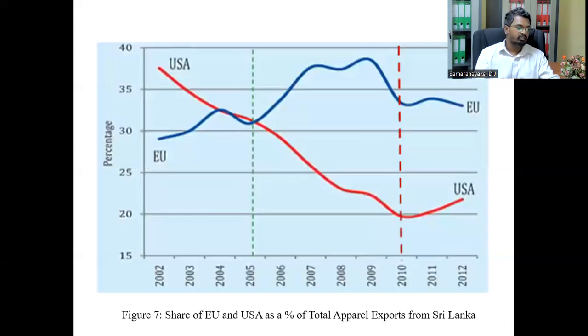Okay. So this even shows the problem with GSP Plus. In 2010 they put the sanction, and before that, especially the European Union played a key role in this sanction. Then they thoroughly decreased the benefit, and our exports declined significantly, right? That's what.